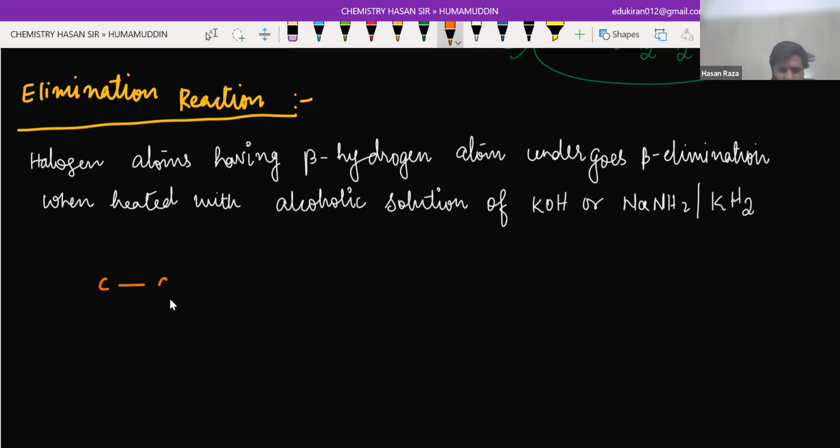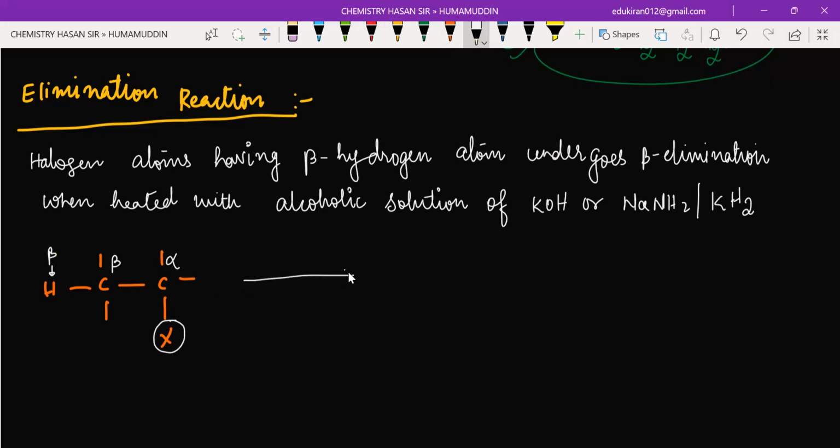You can see this is your X and the bond is like this. Let's say this is your hydrogen. Now see what will happen. The halogen is connected to a carbon, that is your alpha carbon, and the carbon directly connected to that alpha carbon is called beta carbon, and the hydrogen connected to beta carbon is known as beta hydrogen. Is that clear to everyone? Yes, sir.